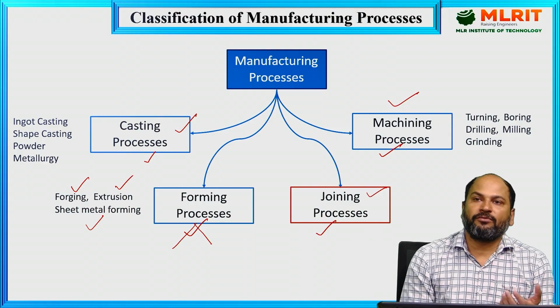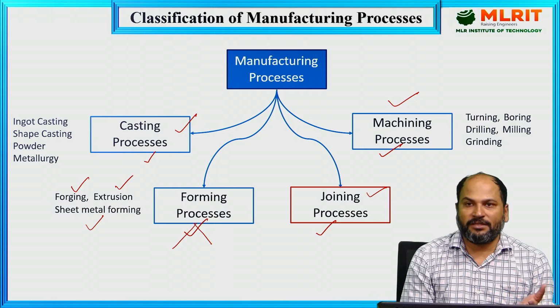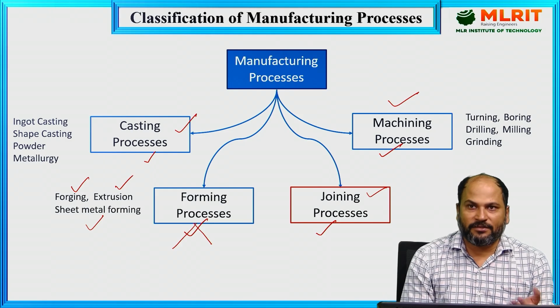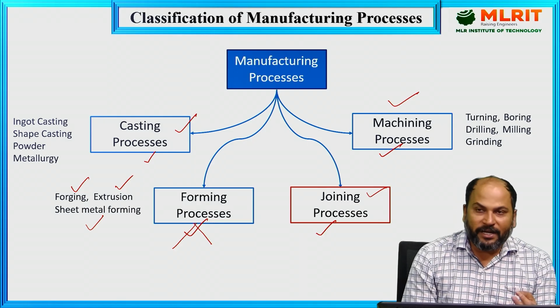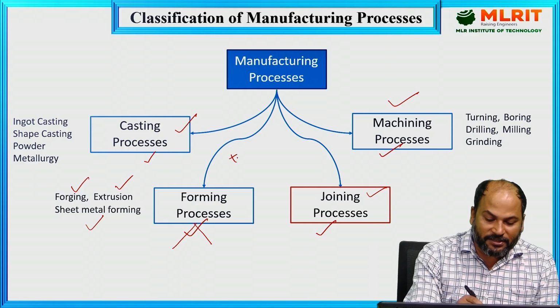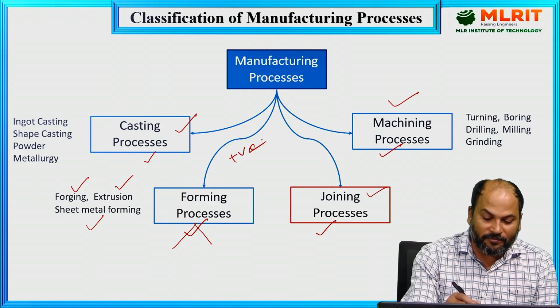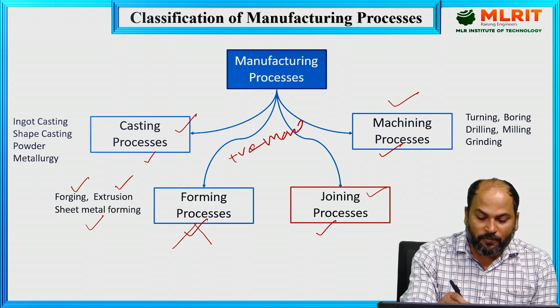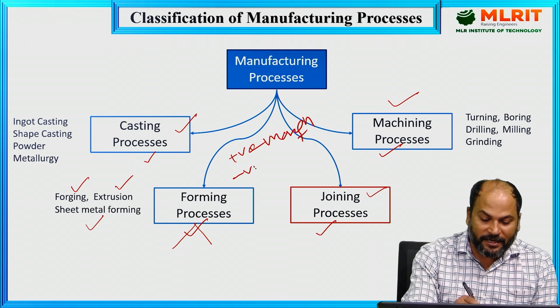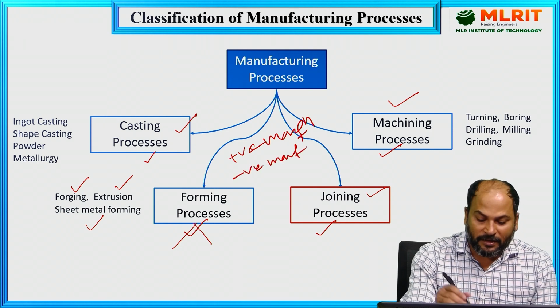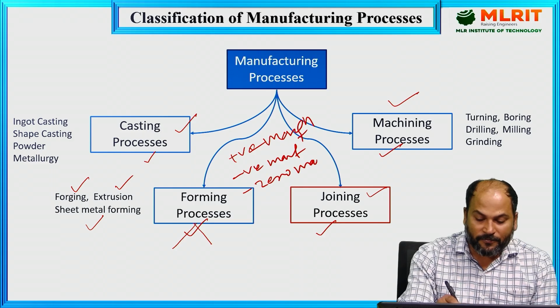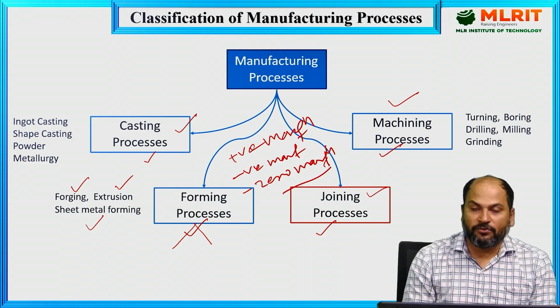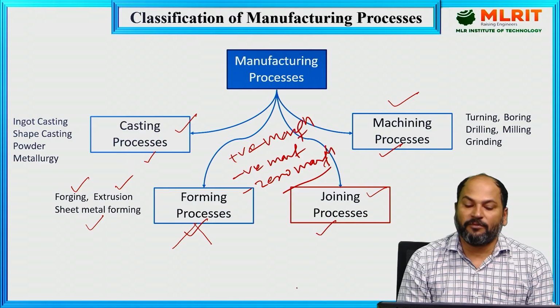Another method to classify the manufacturing processes, which we have already discussed in our previous lecture, but here I am just going to remind you of it. We can classify on this basis also: positive manufacturing, negative manufacturing, and we can also say zero manufacturing. This is also a way through which we can classify the manufacturing processes.